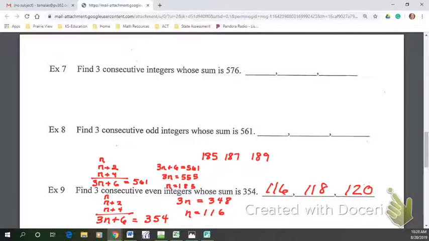Okay, divide by 3, see if the shortcut works. 354 divided by 3. Okay, it does. So if you divide by 3, you'll get the 118, go one even number in front, one even number behind. Everybody okay with that? Okay, so we have 2 more examples to do.